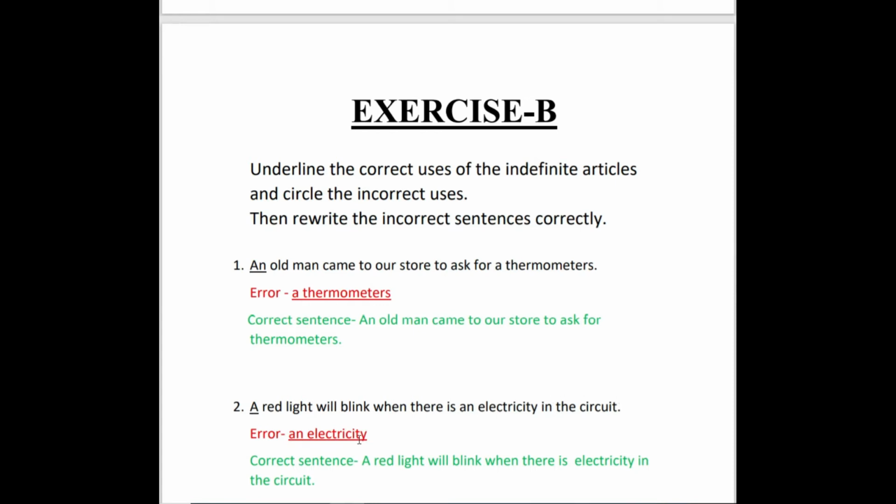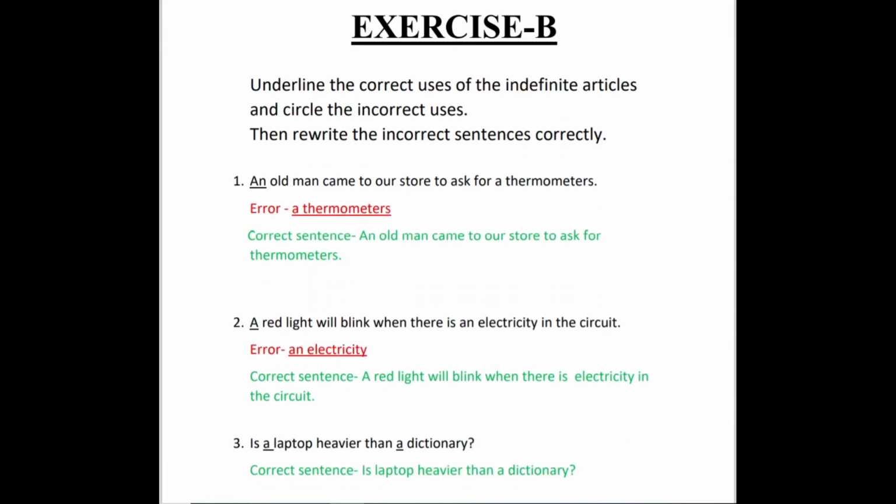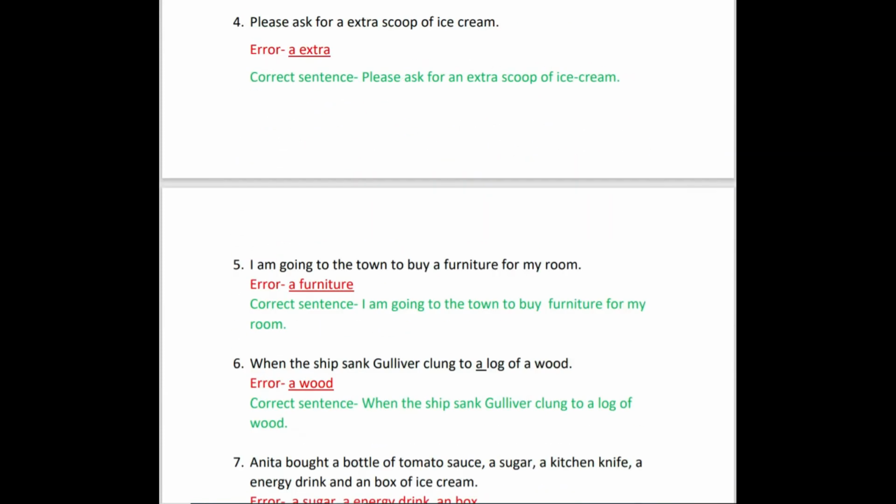You must know that electricity is an uncountable noun. Electricity is not to be counted. Can you count the electricity? Not at all. We can't count it, so we should not write an electricity. The correct answer is: a red light will blink when there is electricity in the circuit. That's about answer 2. Now comes number 3.